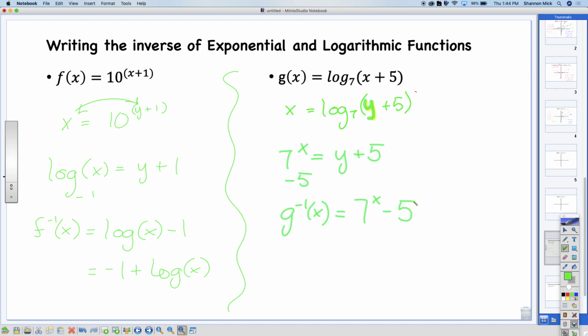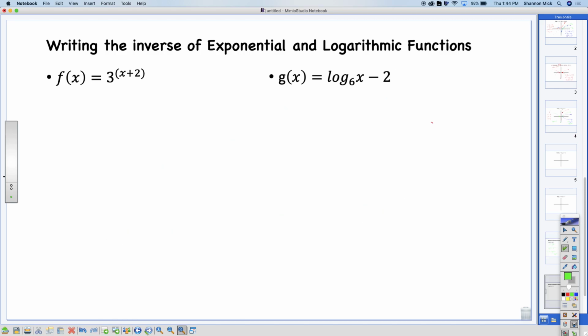Okay, next one I want you to do yourself. F of x equals 3 to the x plus 2. Try it yourself.